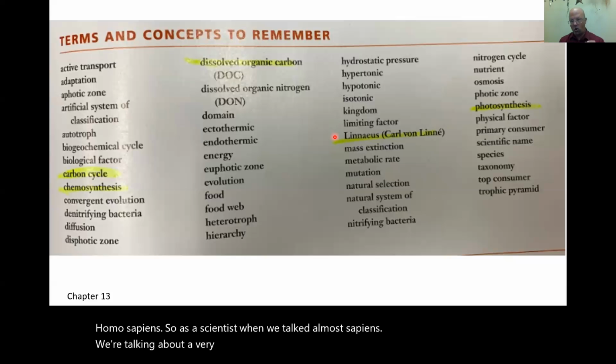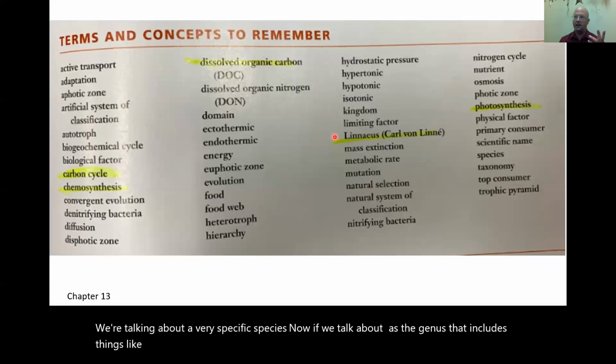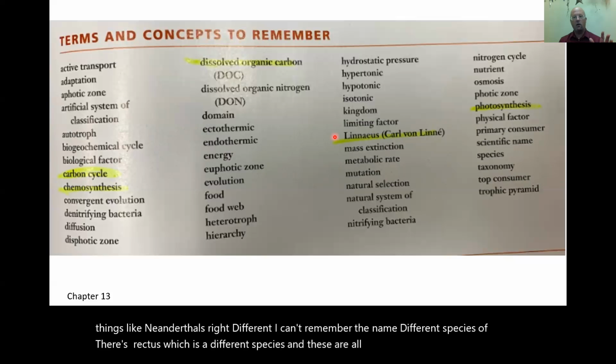Now, if we talk about Homo as the genus, that includes things like Neanderthals, right? I can't remember the name, different species of Homo. There's Homo erectus, which is a different species. And these are all ancestors of humans, but different species.